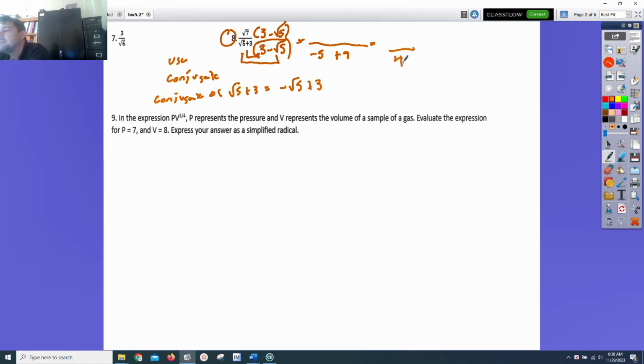The top, we use the distributive property. We'll have 3 times root 7, which is 3 root 7. And a negative root of 5 times root 7, which is negative root 35, because 5 times 7 is 35. And there's not really anything you can do with that. It doesn't simplify. So 3 root 7 minus root 35. My final pretty answer. And I'm done with that slide.